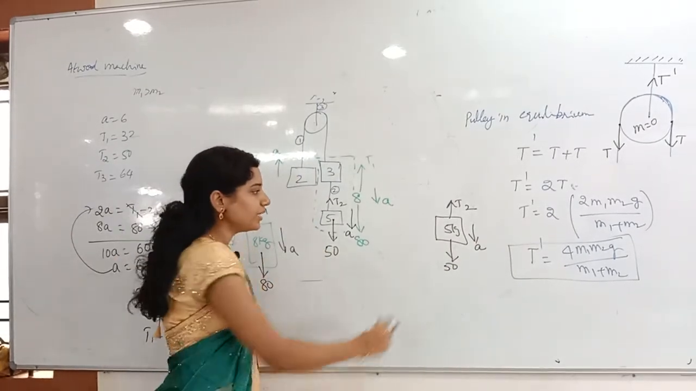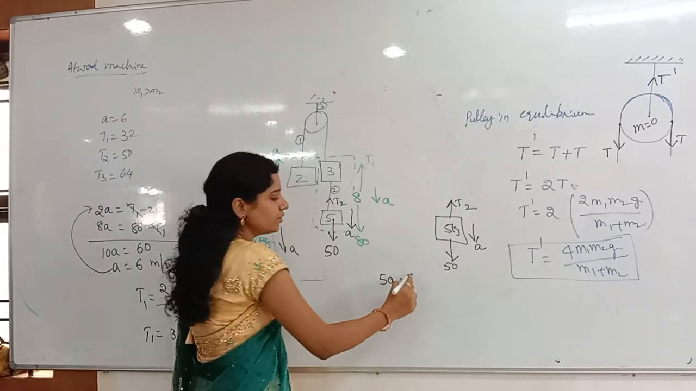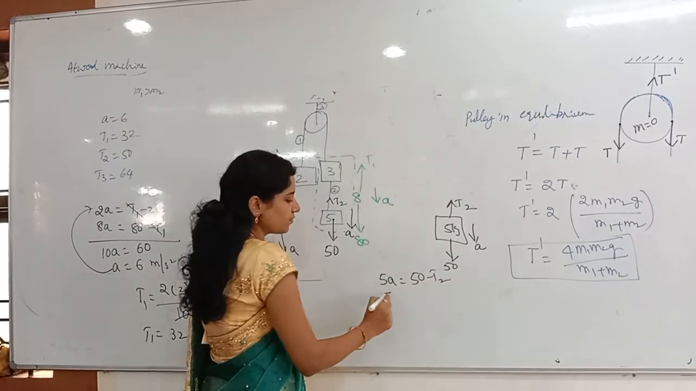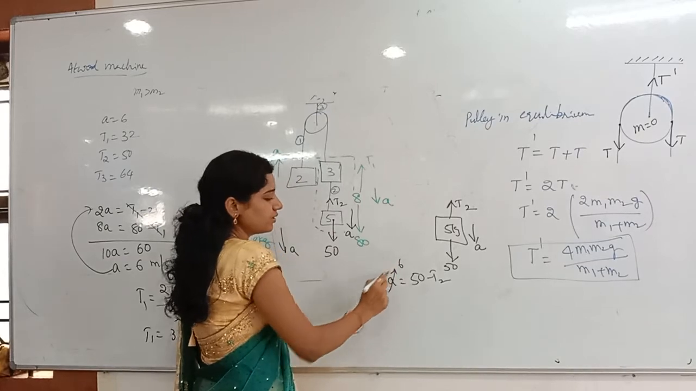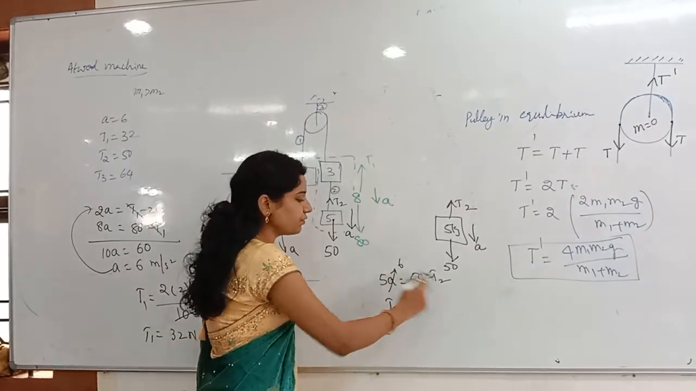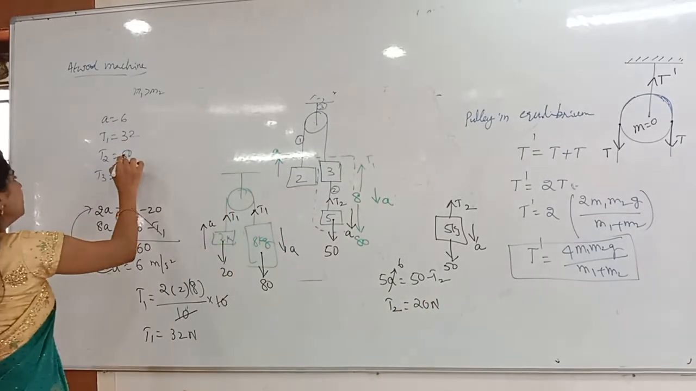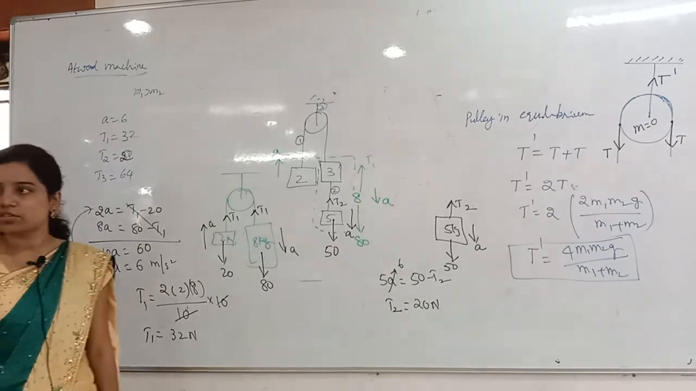Now again you have to write the equation for 5A is equals to, what can I write? 5A is equals to 50 minus T2. What is the A value? 6. 5 into 6 is 30. So T2 is equals to 50 minus 30. That is how much? 20 newtons. T2 is 20 newtons. Yes.